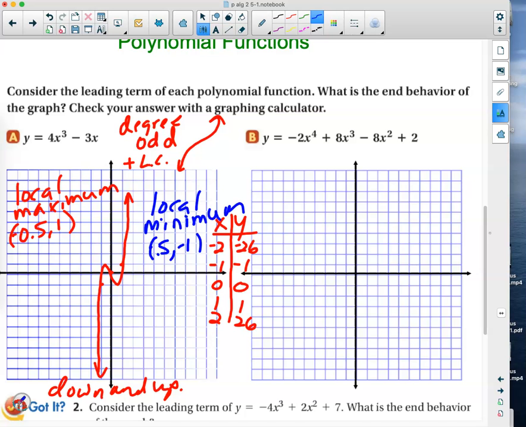B says y equals negative 2x to the fourth plus 8x to the third minus 8x squared plus 2. And I notice, hey, this one is in standard form already. That was awfully nice of them. And it's a degree 4, so it's an even degree. But it has a negative 2 in front of it. So it has a negative leading coefficient. So I remember all the evens look like parabolas, but if it's got a negative in front, well, then it's going to go down and down.